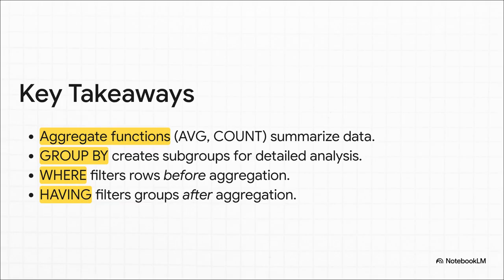All right, let's do a quick recap. The key takeaways are this. 1. Aggregate functions like AVG and COUNT summarize your data. 2. GROUP BY is how you create subgroups to find more detailed patterns. And 3. When it comes to filtering, just remember the order. WHERE filters the individual rows before you group, and HAVING filters the final groups after all the math is done.